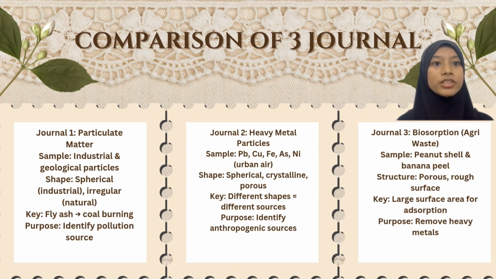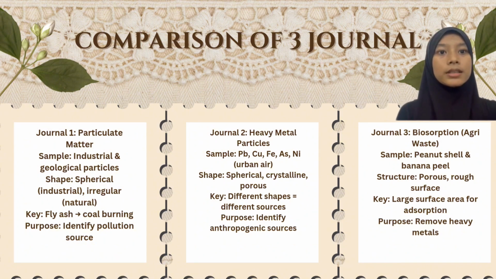Next, I will compare the three journals based on the sample analyzed using SEM. The first journal studied particulate matter from industrial and geological sources. SEM identified different morphological shapes to determine the pollution sources. The second journal focused on heavy metal particles in urban aerosol. SEM revealed different morphologies for lead, copper, iron, arsenic, and nickel particles, which helped identify their origins. The third journal analyzed peanut shell and banana peel as biosorbent. SEM showed the porous surface structure that enhanced heavy metal absorption.